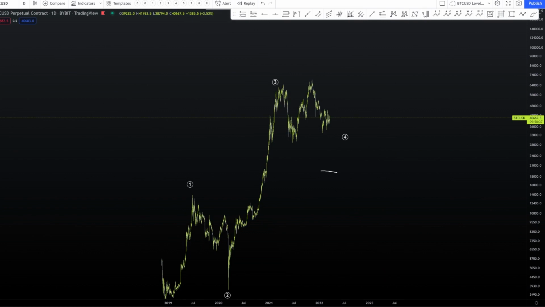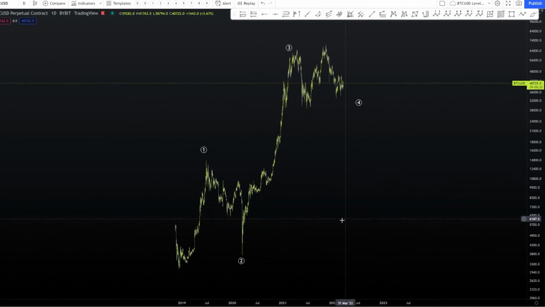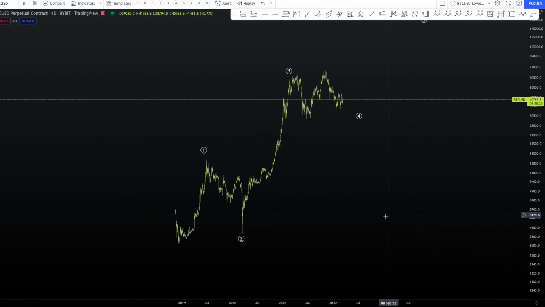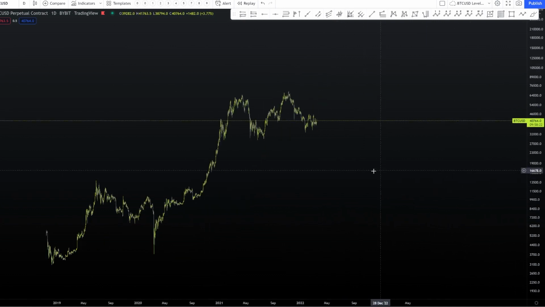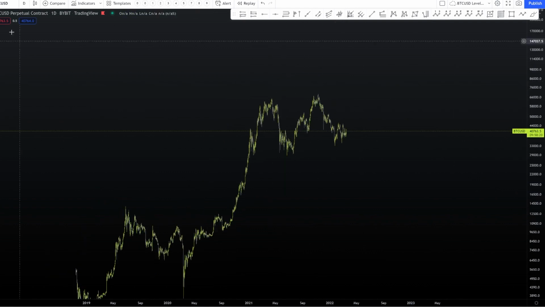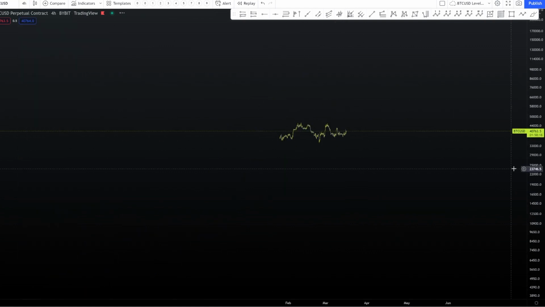So that's the main count we're still going off of. Of course, there are other counts, but this is the most preferable count, taking into account every single Elliott wave rule and guideline. This is really the most sensible way you could count it as of now. So that's what we're going off of. So let's go ahead and zoom in and show you guys what we could be looking at in this section right here. So I'm going to go on the 4-hour chart.